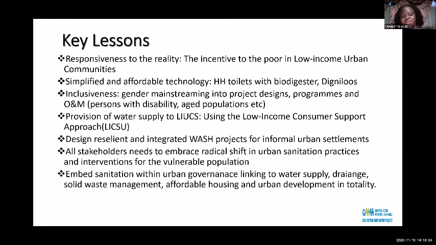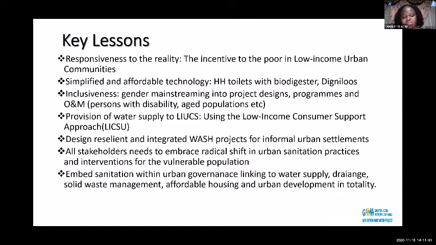Then the provision of water supply cannot use the normal system. We have to use the low-income consumer support, where we go to the doorstep of the people to engage them and give them the service, because they feel they cannot come to us and access water supply. And then also in the informal urban settlements, we have to do resilient and integrated WASH projects. And we need all stakeholders to embrace this radical shift in urban sanitation practices, especially for vulnerable populations.